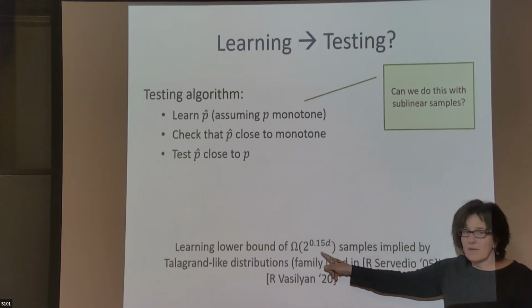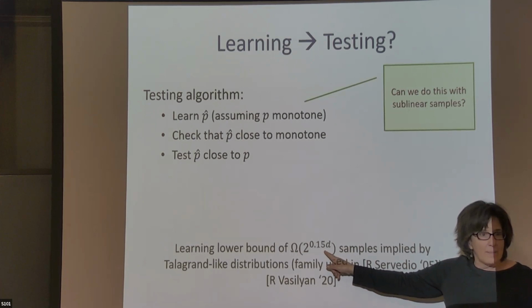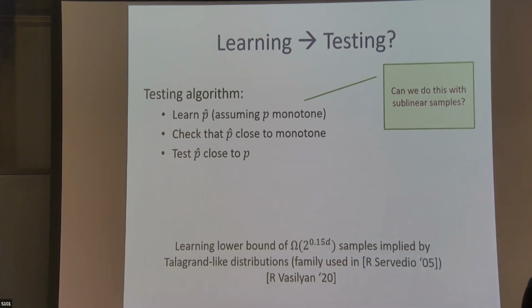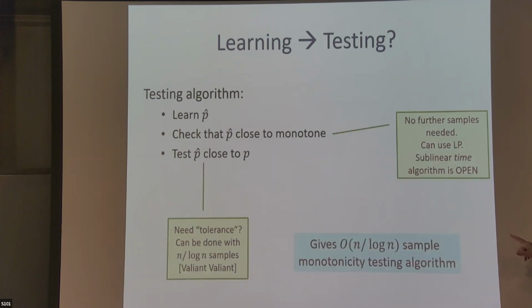This is the lower bound. So 2 to the d is n, so it's like n to the 0.15. And the number of things in the middle level is like 2 to the square root of d. Okay, so the lower bound is less good. Okay. Cool.